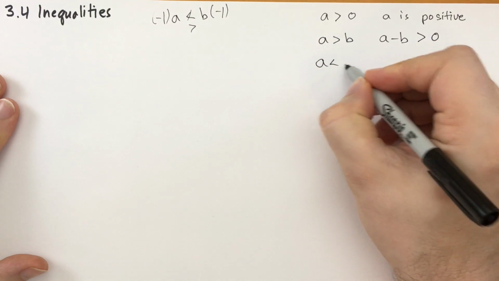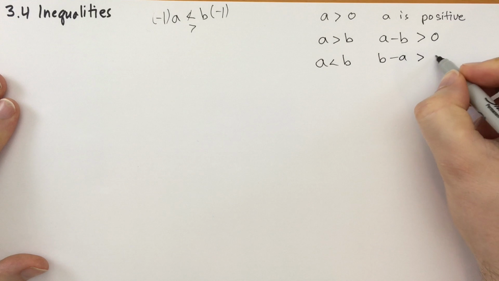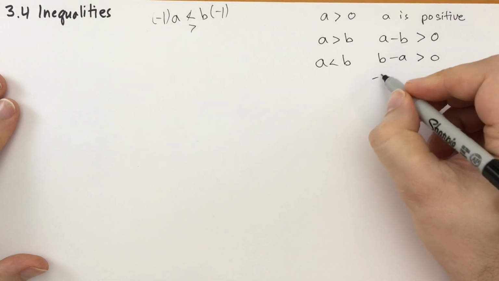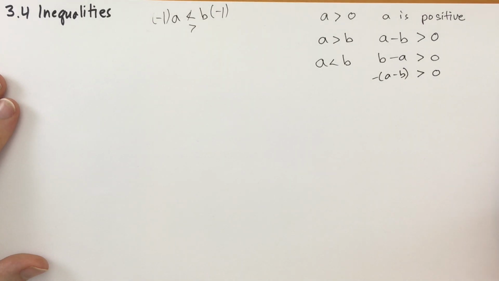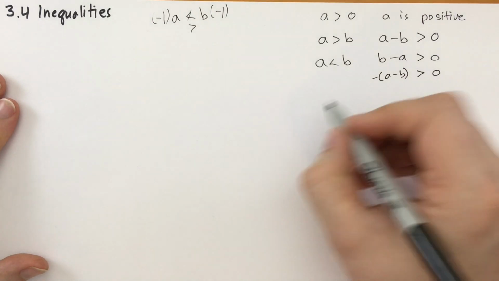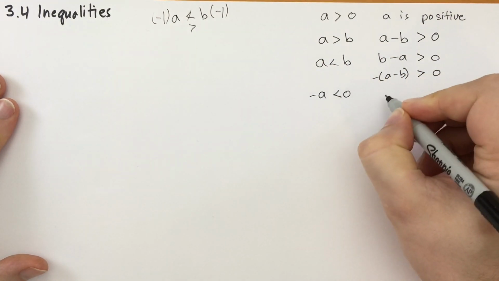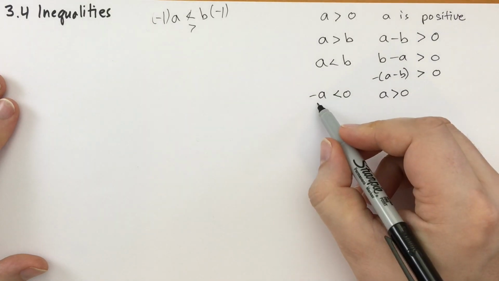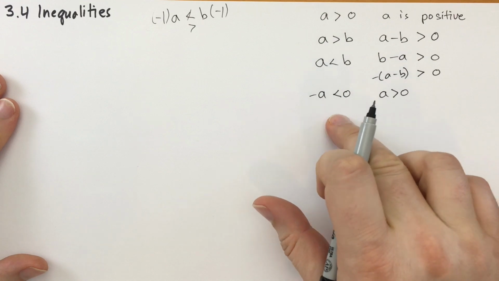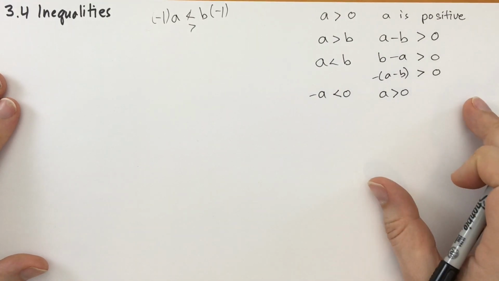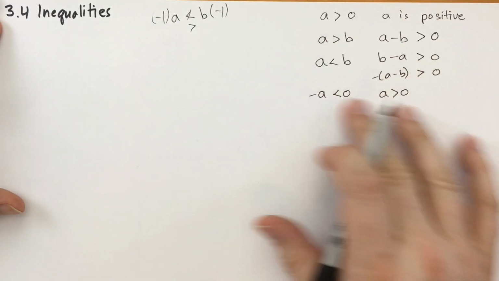Okay, and if we write a is less than b, then that means that b minus a is positive, or you can say negative (a minus b) is positive, or any number of things like that. And also we can say that minus a is less than 0 means that a is greater than 0, right? If the minus is negative, then the not minus is positive. Okay, so that's in a nutshell what these different things mean.